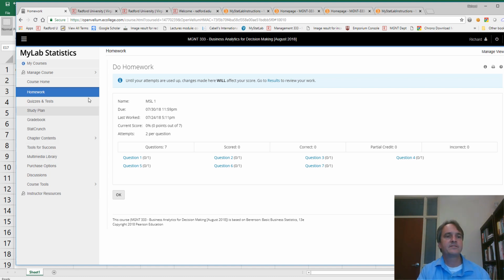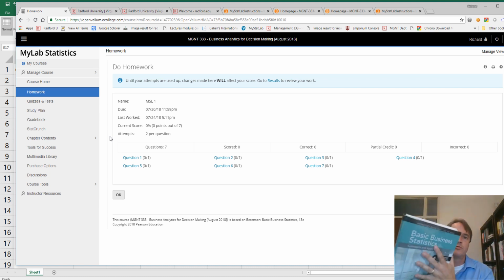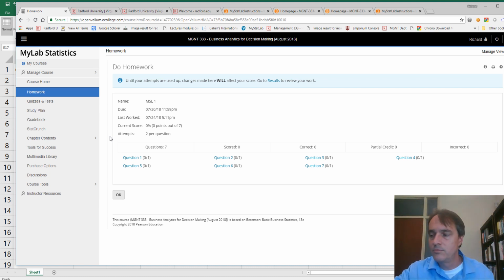The other thing that you have access to, once you purchase a license to MyStatLab, is the book. Now the book is here, and you can order a hard copy if you like. It's awfully expensive, but you don't really need it unless you can only read this kind of material on text. Like me, I read a lot better on paper, but I understand that's a generational thing.